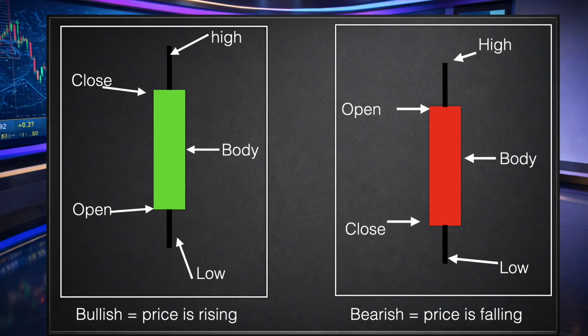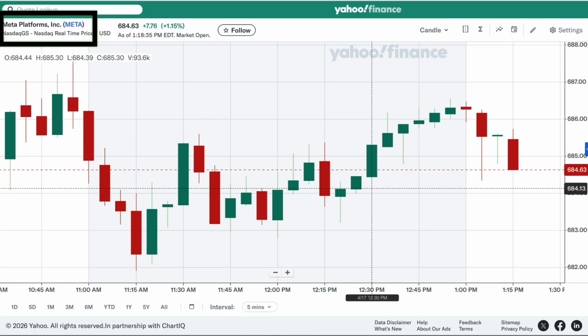And those thin lines above and below the body, those are called wicks. They show us the full range of price movement, from the lowest price to the highest price. Now let's demonstrate this on an actual stock chart. Since we've been using Meta in our updates, we're going to continue using this ticker symbol. Up here in the top left corner, this is where we find the ticker symbol, so we know we're looking at the Meta stock chart.